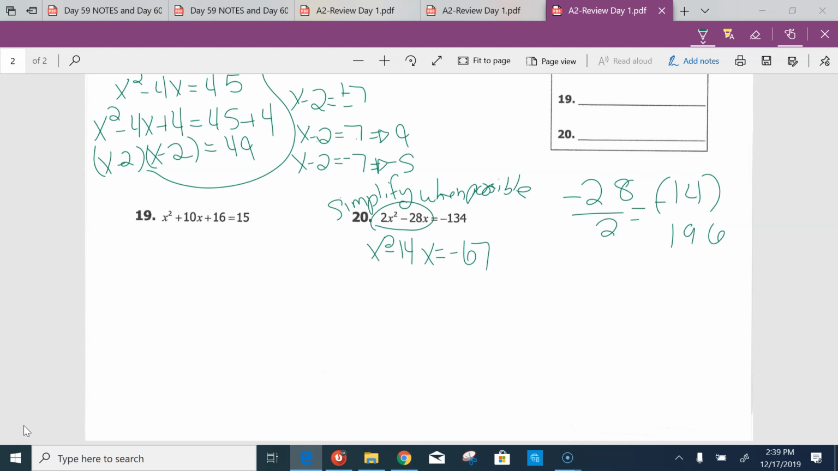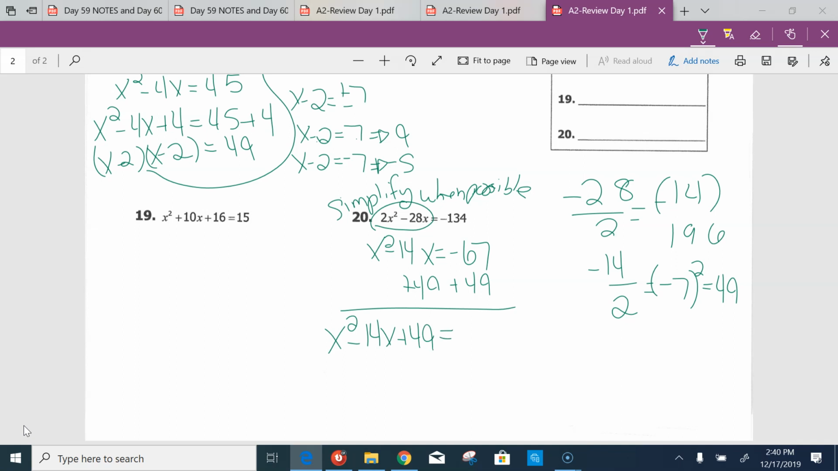So now I'm going to do the b thing again. So I have negative 14. What's that cut in half? And what's negative 7 squared going to give me? Positive 49. So I'm going to add 49 to the left side and to the right side. So now I have x squared minus 14x plus 49 equals, and what's negative 67 plus 49? Use your calculators, please, and let me know what you get.